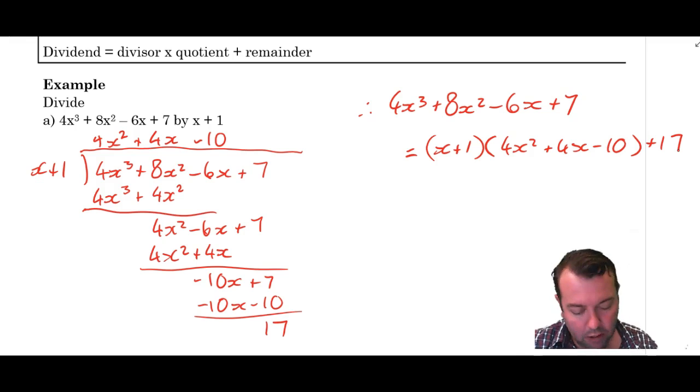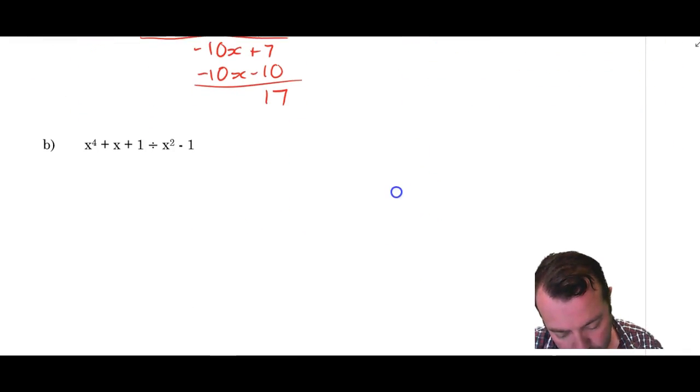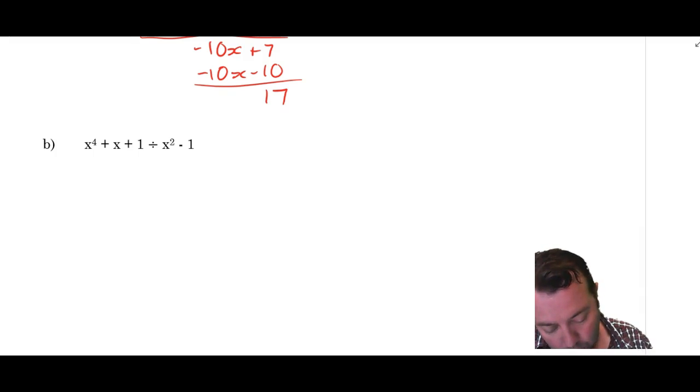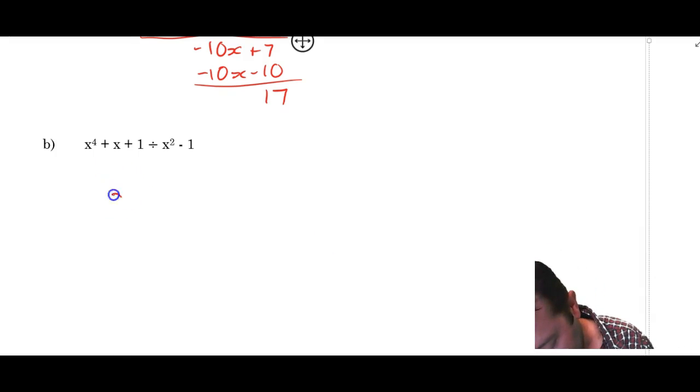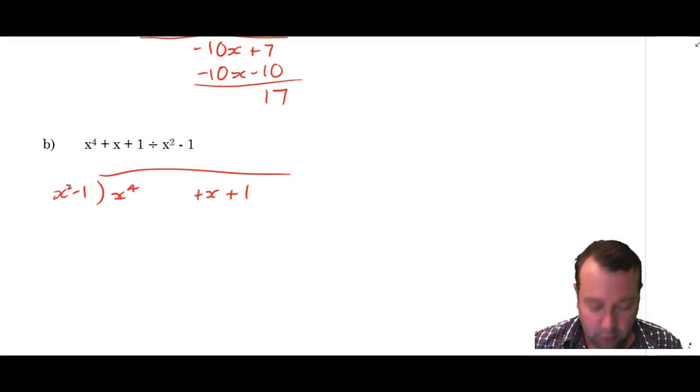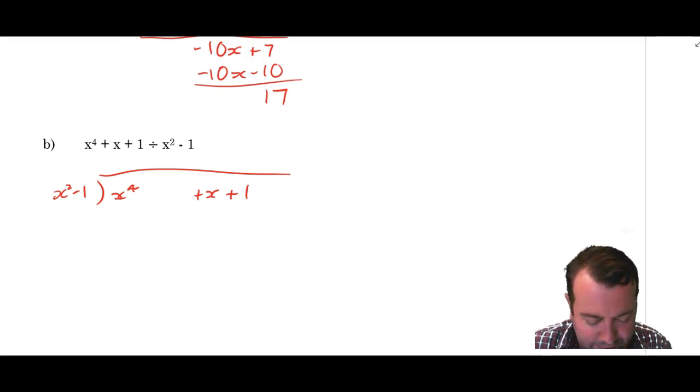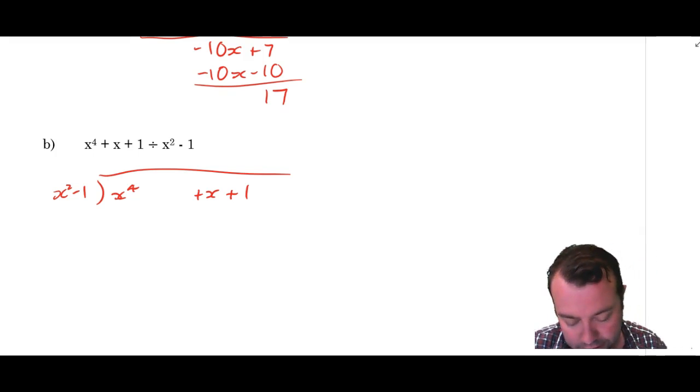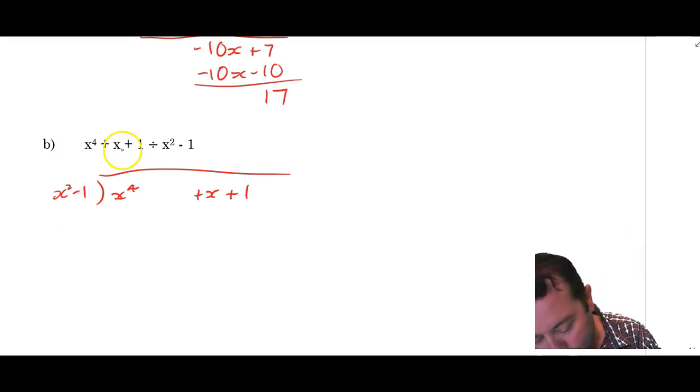Okay, we've got another one to do. We have x to the 4 plus x plus 1 divided by x squared minus 1. Let's check this one out. I've written this one out. You see I've left a bit of a space there for my x cubed and x squared terms. It just makes it a bit easier when we're doing our subtraction. So x to the 4 goes into that x squared times, and that gives me x to the 4 minus x squared.